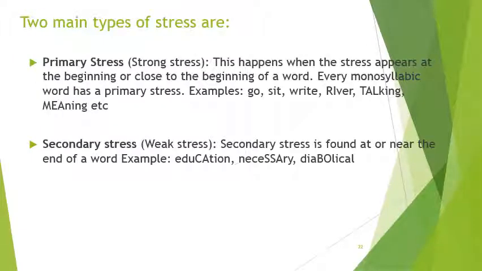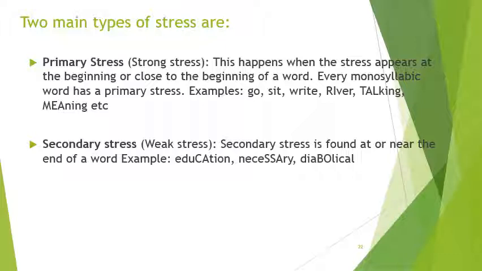Here on these slides, we have two main types of stress. This is to say that stress is divided into two types. We have the primary stress, also called strong stress, and the secondary stress, which is also called weak stress. Primary stress or strong stress appears at the beginning or close to the beginning of a word. Every monosyllabic word has a primary stress.